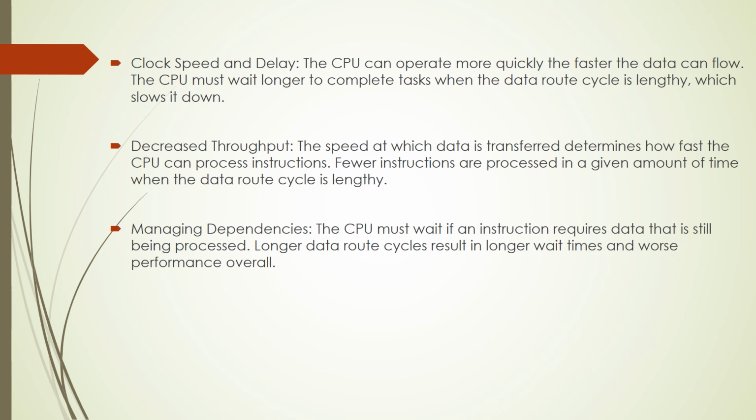Decreased throughput. The speed at which data is transferred determines how fast the CPU can process instructions. Fewer instructions are processed in a given amount of time when the data route cycle is lengthy. Managing dependencies. The central processing unit must wait if an instruction requires data that is still being processed. Longer data route cycles result in longer wait times and worse performance overall.